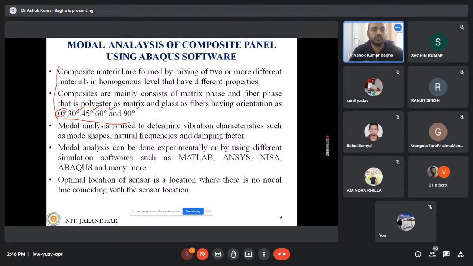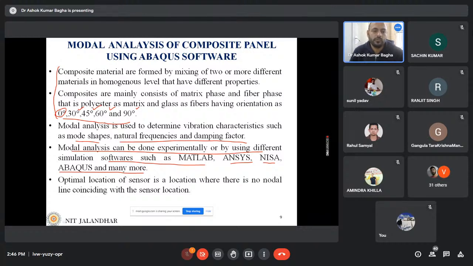So modal analysis is used to determine vibrational characteristics such as mode shapes, natural frequencies, and damping ratios. Modal analysis can be done experimentally or by using different simulation software such as MATLAB, ANSYS, NISA, Abaqus, and many more. Yesterday, Professor U.S. Dixit talked about it, and he told that you can use MATLAB, ANSYS, NISA, Abaqus, or any software you can opt for to do the finite element modeling or analysis.